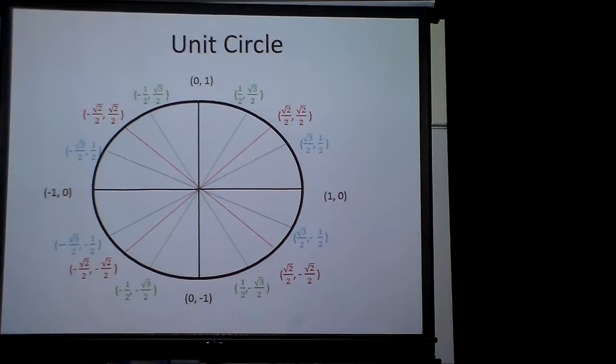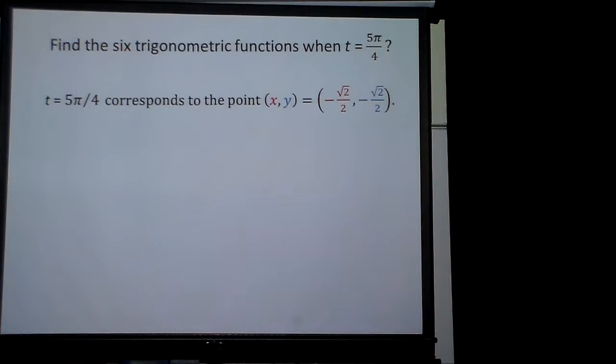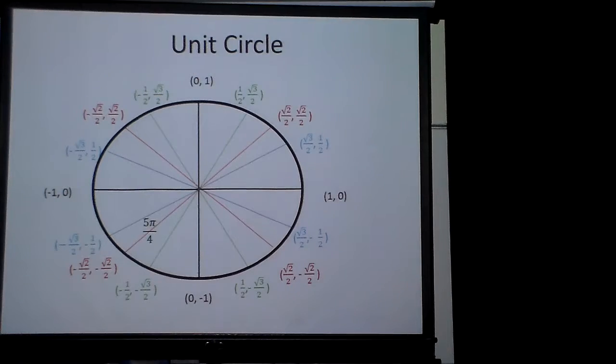Okay, how to use the unit circle. All right, notice here's the unit circle with all the points, and we talked about that in our last lesson. You know, x and y's, we're going to use all these, and here's what's going to be really helpful. Find the 6 trigonometric functions when t equals 5 pi over 4. Well, 5 pi over 4 corresponds to the point x, y. Notice right there, 5 pi over 4 is right there.